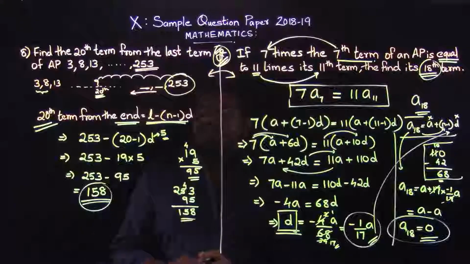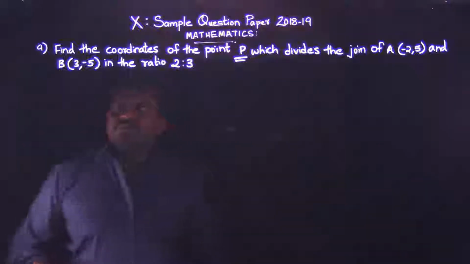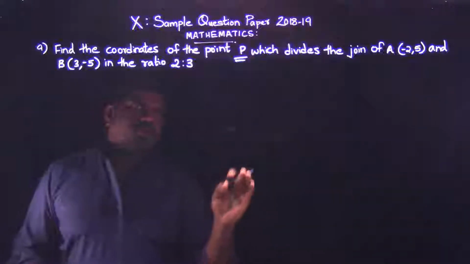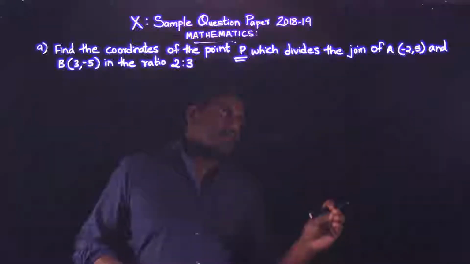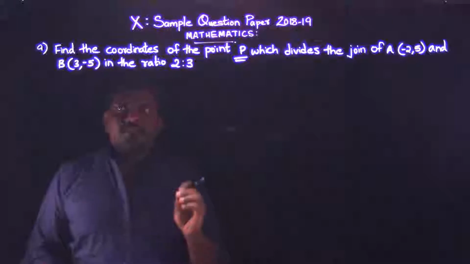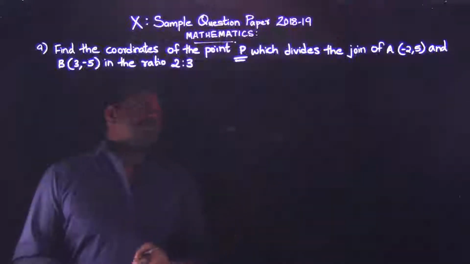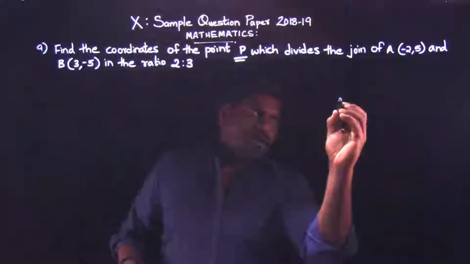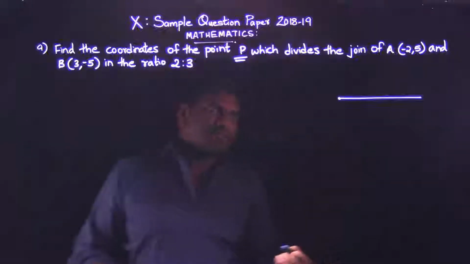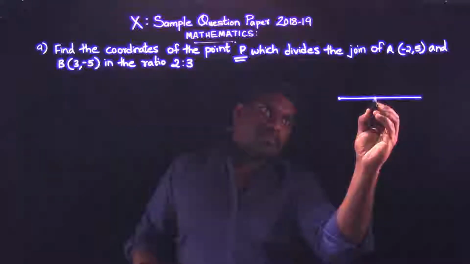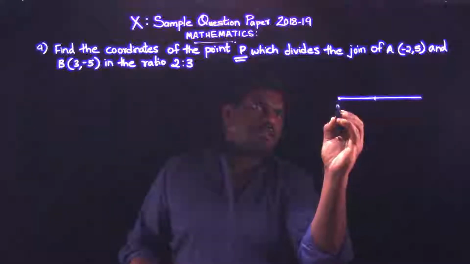Then move on to the ninth question. Ninth question: find the coordinates of the point P which divides the join of A(-2, 5) and B(3, -5) in the ratio 2 is to 3. Already, in the 1 mark question, we have seen that if it is the midpoint, then both this x and y. Now let me write this one and then we will discuss.